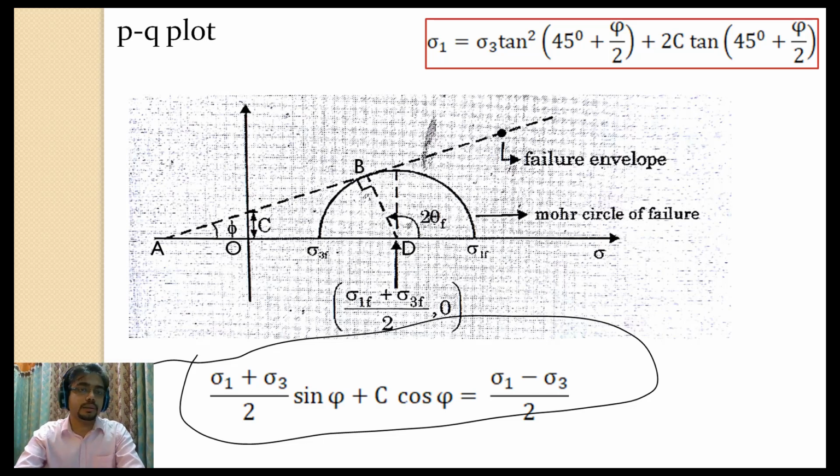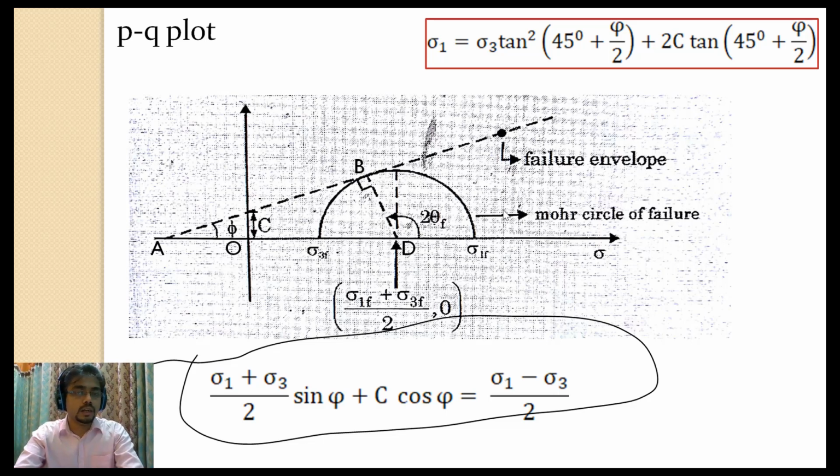First of all, in this figure, in triangle ABD, the sine phi value should be equal to BD by AD. In this case, BD is the radius of the Mohr circle. So this is sigma 1 minus sigma 3 by 2, which is easily determined. So we can say BD is equal to the radius of the Mohr circle, sigma 1 minus sigma 3 by 2.